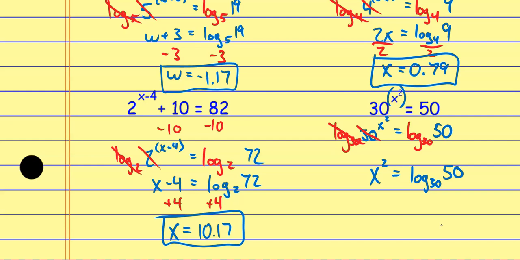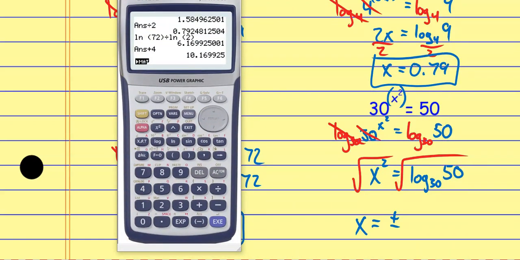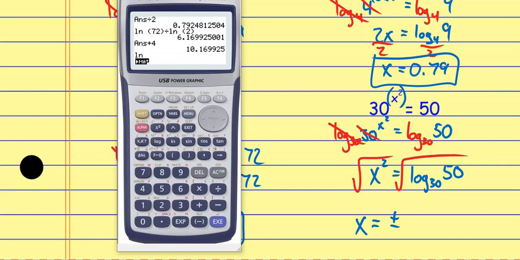And now to solve this, I would actually take the square root of each side. And remember, when you take the square root of each side, you have to do plus or minus that answer. But here it is. Plug it into the calculator. I'm going to do the logarithm first, so natural log of 50.